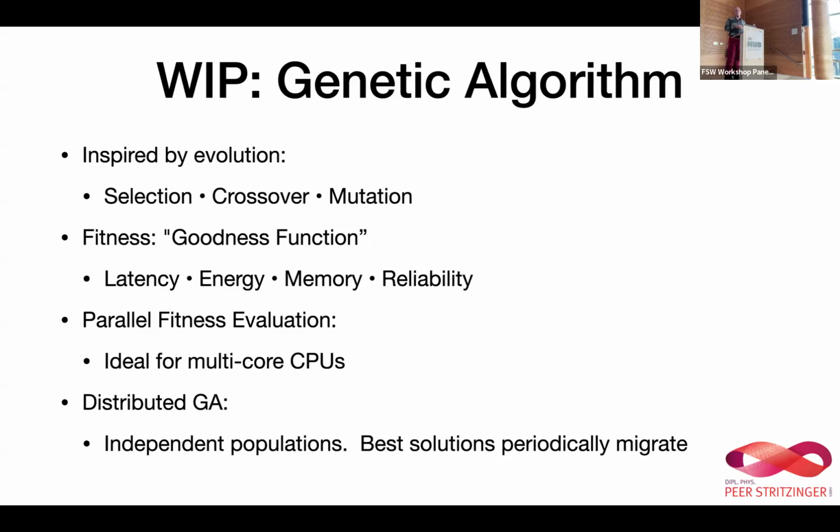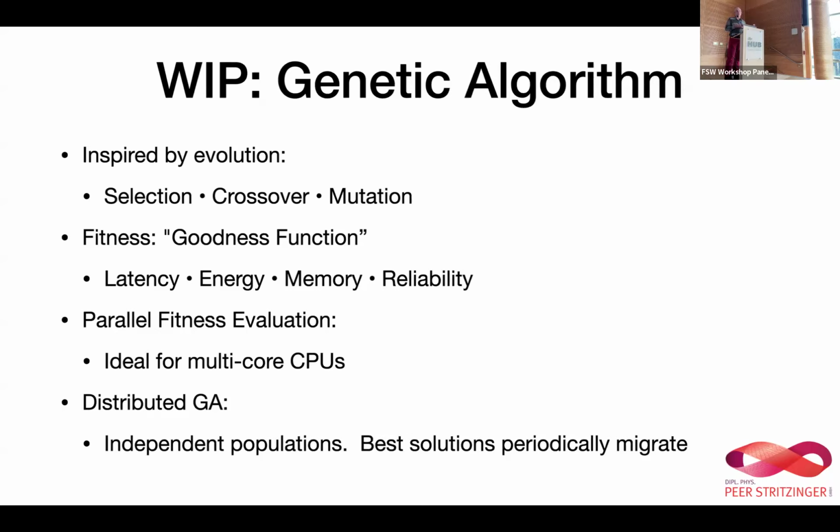It's very robust. It usually always converges. And all you need is a goodness function, basically, and then you let it have at it. You need to map it also to the crossover points or whatever, but that's pretty trivial. It's very parallel, so it's an ideal fit for multi-core CPUs because you can evaluate multiple solutions at the same time. And it's also distributable.